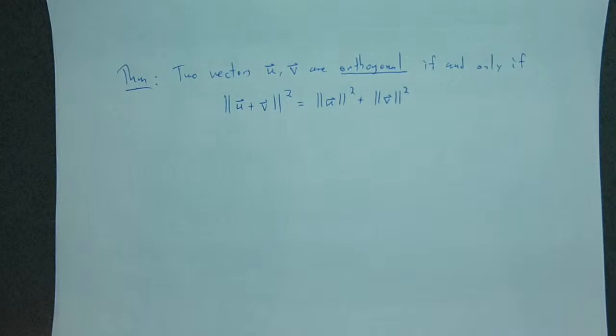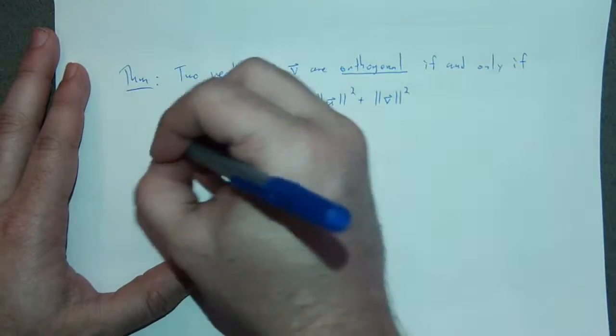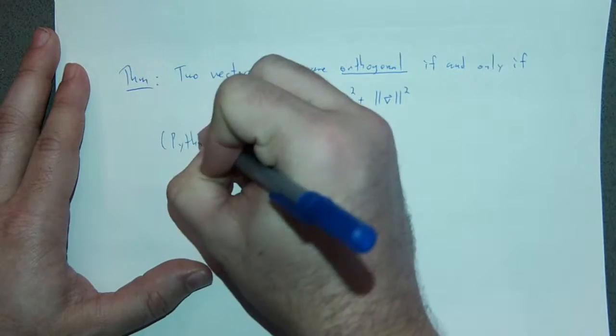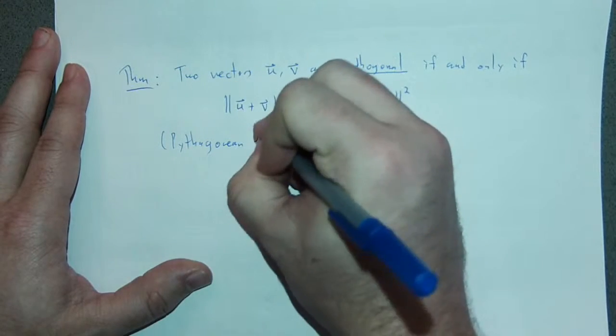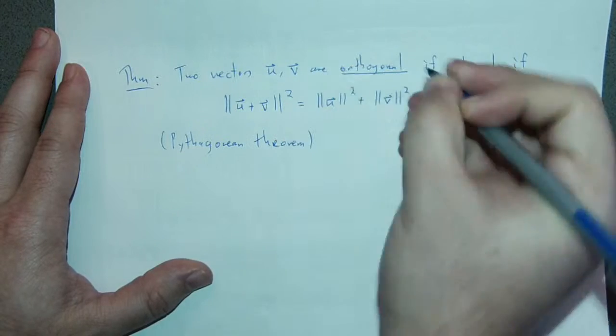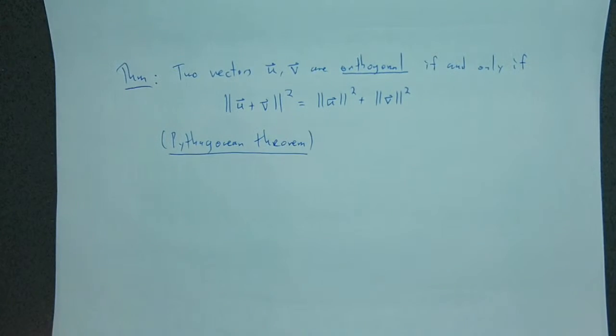What is this theorem? It has a name. It's about 2,400 years old or 2,500 years old, maybe actually a little bit older than that. Yeah, this is just the Pythagorean theorem, right? So this is the Pythagorean theorem. Okay, and this is true in Rn here. This is not just in R2, but this is true in Rn.